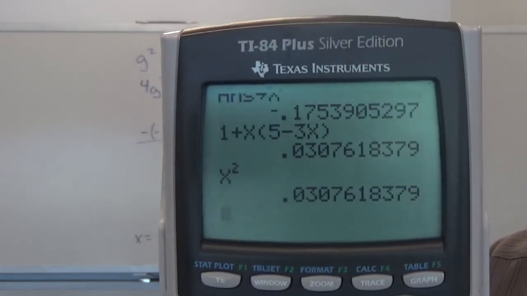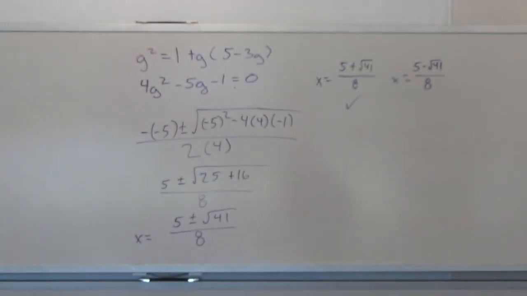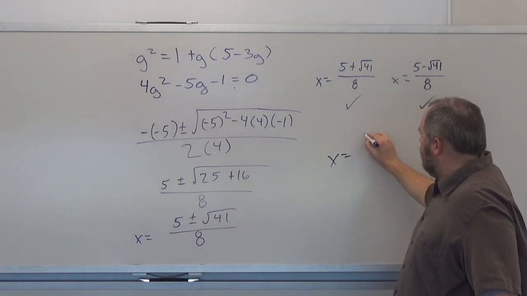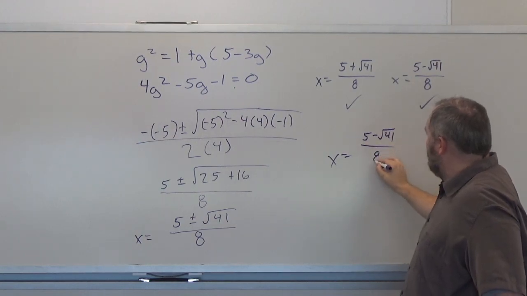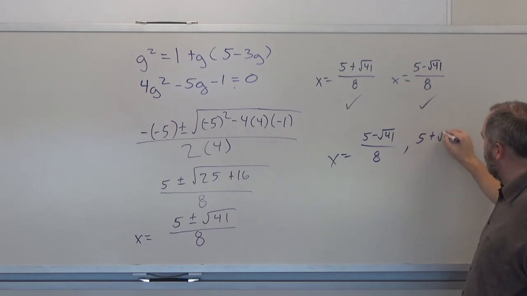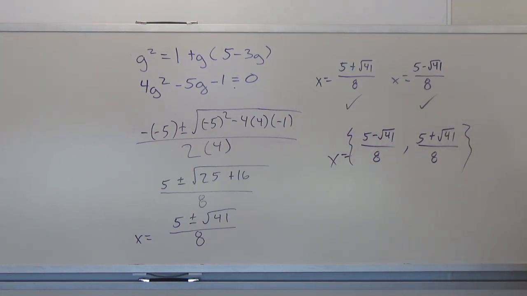Then we're going to plug in x squared. And when we do, we notice that both sides of the equation are equal. So what does that tell us? It tells us that this is also correct. So our answer set is 5 minus the square root of 41 divided by 8, and 5 plus the square root of 41 divided by 8. So that is our correct answer.